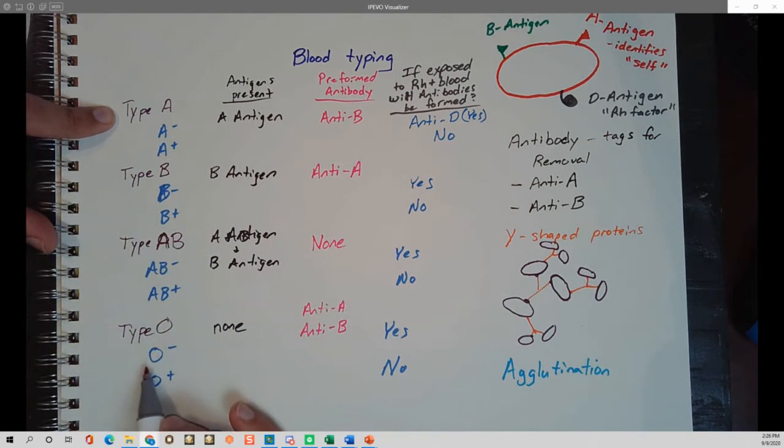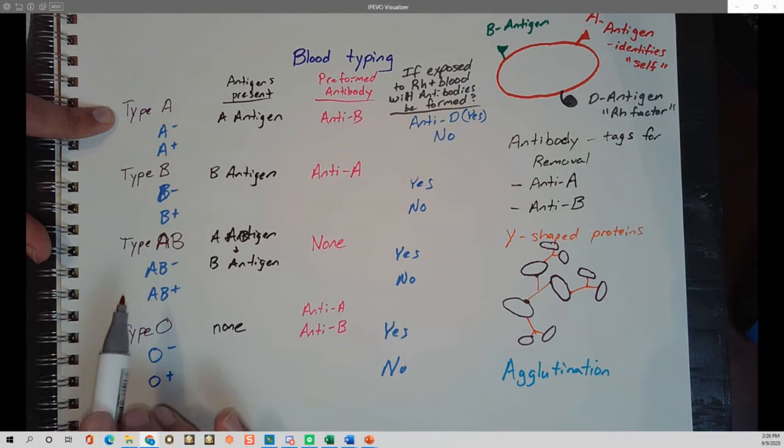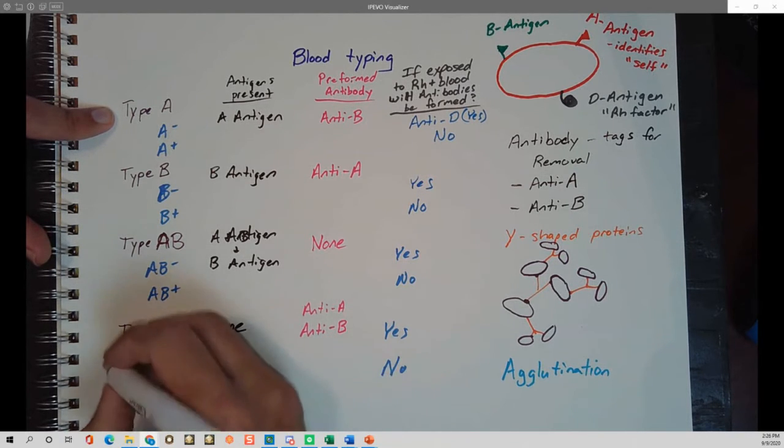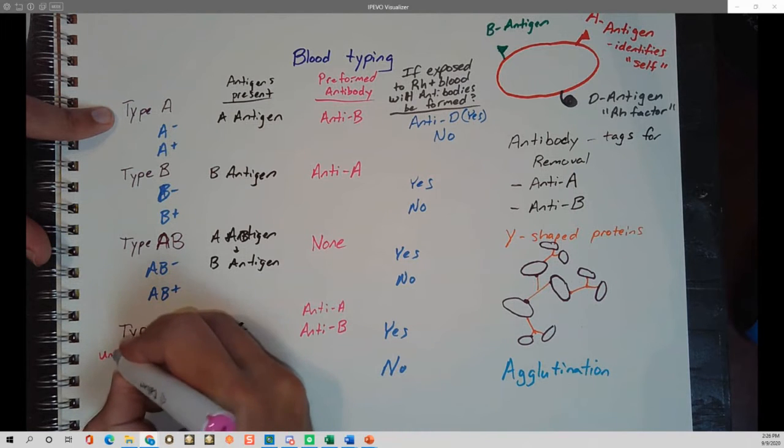Let's go even further. What about an O negative? If it's O, there's no antigen for A. There's no antigen for B. If it's negative, there's no antigen for Rh. In other words, there's no antigens whatsoever here. None whatsoever. Therefore, an O negative can be given to any blood type because no blood type will recognize it as foreign. There's no antigens for it to recognize as foreign. This is called a universal donor.